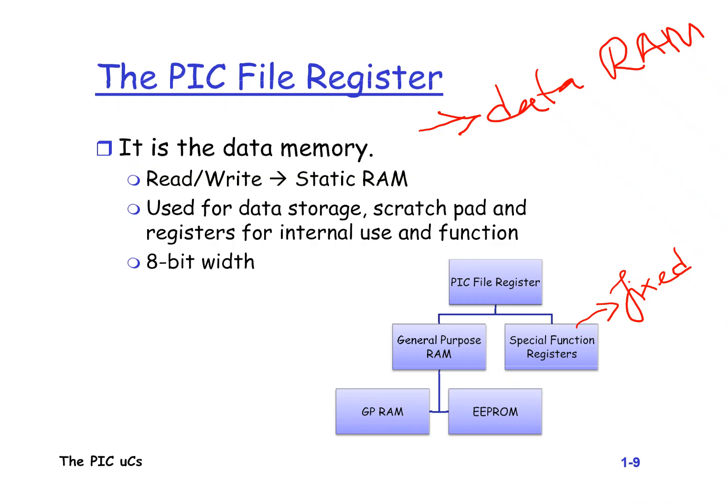For example, there can be input output registers, there can be timers, and there can be ADC, analog to digital converter registers. So their functionality is pretty much fixed as compared to the general purpose registers. Moreover, the general purpose RAM can be further divided again into two categories. First one is the GP RAM, and the second one is the EEPROM, which is electrically erasable programmable ROM. The GP RAM is part of the microcontroller.